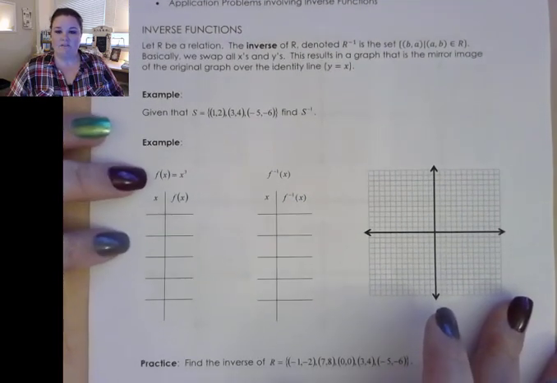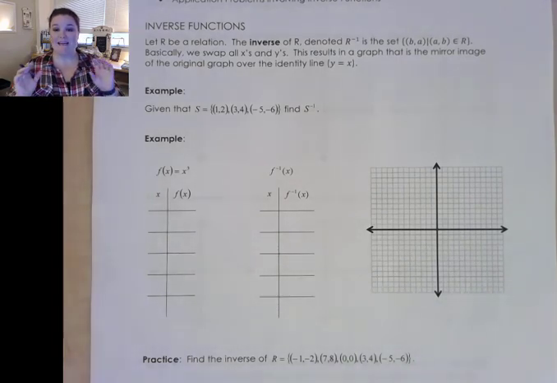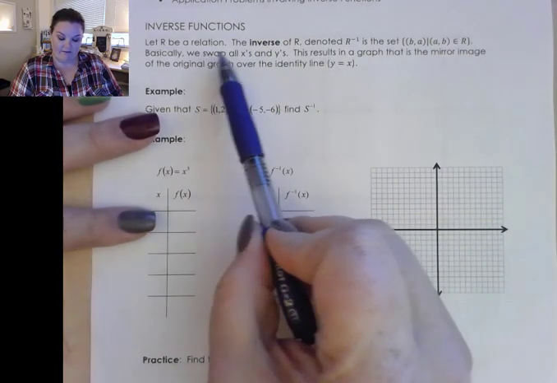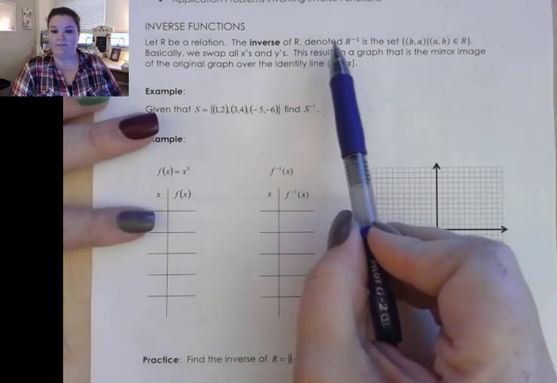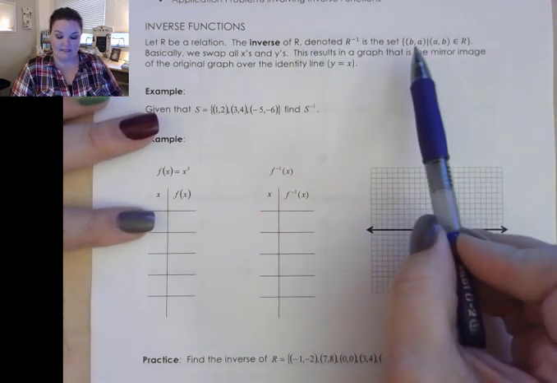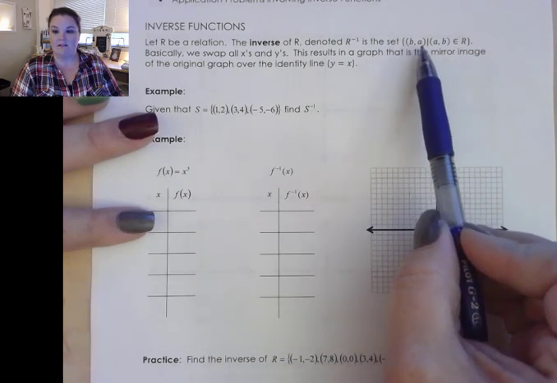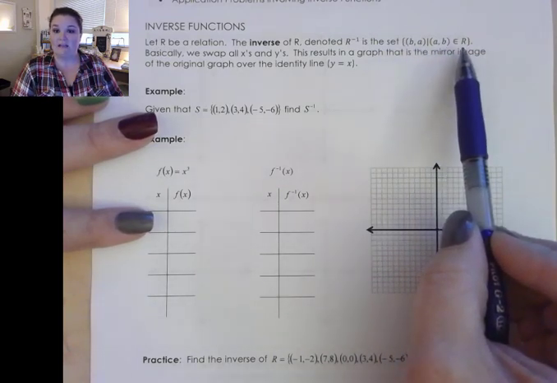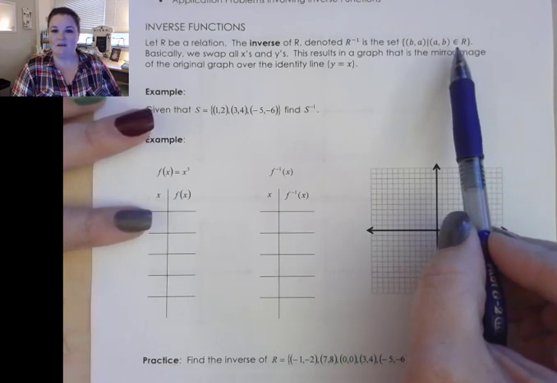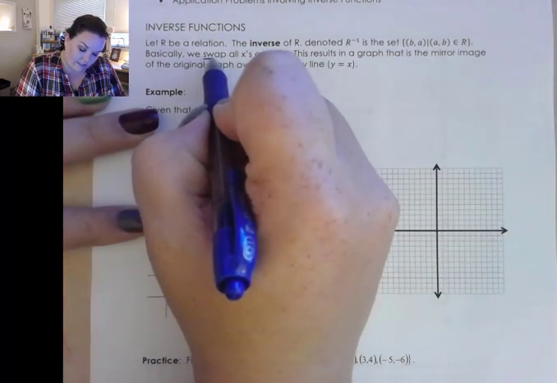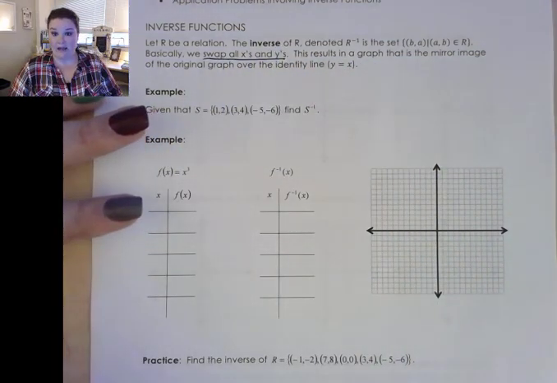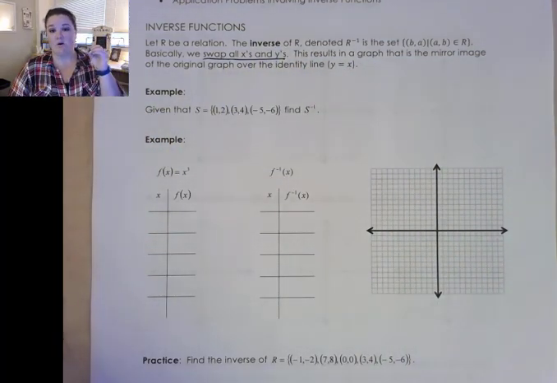So when we look at an inverse function, basically we can take any relation and swap its input and its output. So that's what this is saying. If we have a relation R, then we can find the inverse, R inverse, by the set of all ordered pairs (b, a) such that (a, b) is originally in our relation R, okay? So basically what we need to know is that we're swapping all of our inputs and our outputs, or all of our x's and our y's. And this results in a mirror image of the original graph over the identity line, okay?